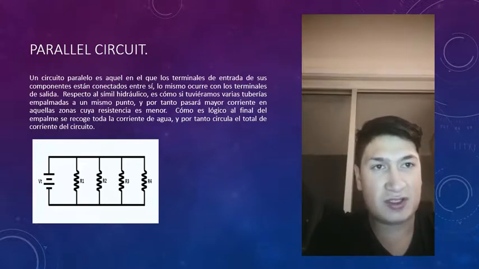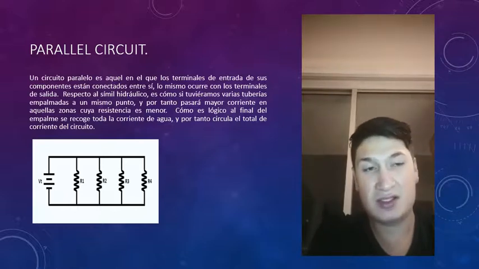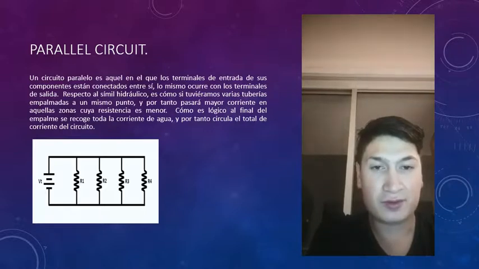A parallel circuit is one in which the input terminals of its components are connected to each other. The same happens with the output terminals. Regarding the hydraulic simile, it is as if we had several pipes connected to the same point, and therefore the current will pass more through the area with less resistance. At the end of the joint all the water flow is collected, and therefore the total current of the circuit.